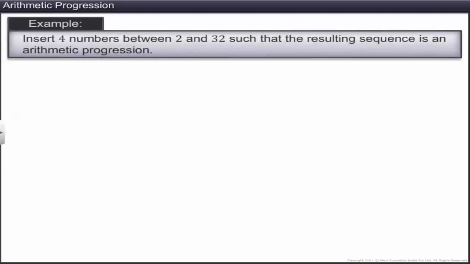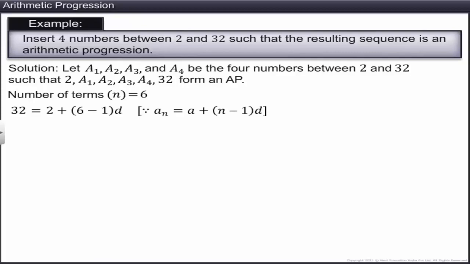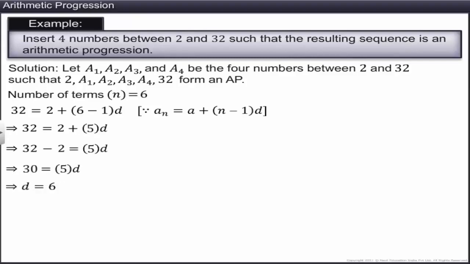Let us consider one example. Insert 4 numbers between 2 and 32 such that the resulting sequence is an arithmetic progression. Let A1, A2, A3 and A4 be the 4 numbers between 2 and 32 such that 2, A1, A2, A3, A4 and 32 form an arithmetic progression. There are 6 terms in this sequence. Using the formula for the nth term, the 6th term, 32, is equal to 2 plus (6 minus 1) into d. On simplifying, we get d is equal to 6.